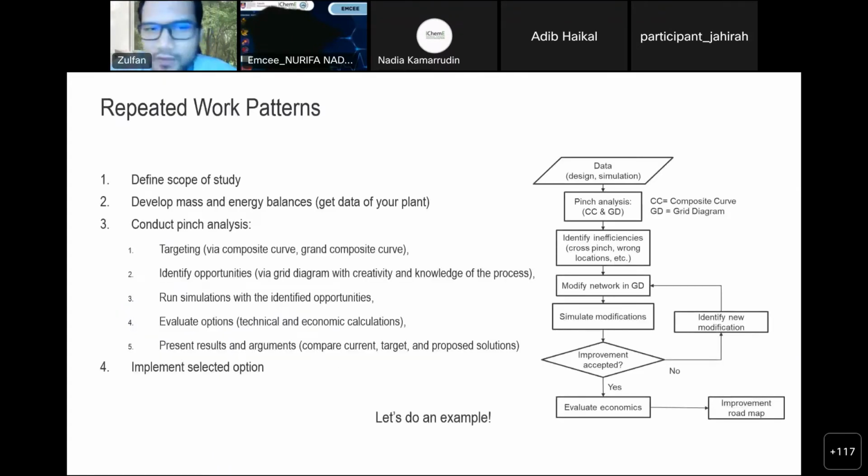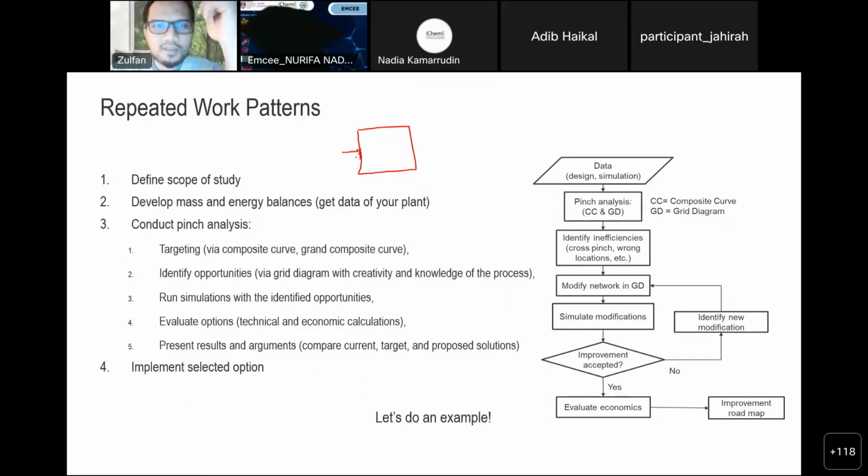So I will repeat this work pattern again. You need to now define the scope of your study, because like I said, this heat integration is part of the study we call process integration, where we see things from the system perspective, in a holistic manner. So we need to understand the scope of the study. If this is your plant, for example, all the reactors, heat exchangers, columns, whatnot, are here.